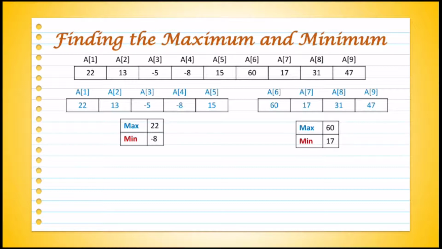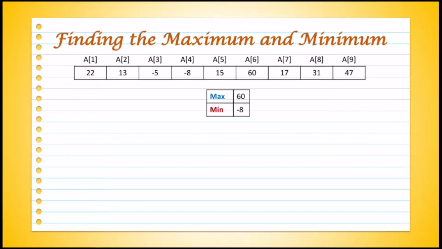So now finally, from the first solution and second solution, we will combine the solutions to get the final solution. From 22 and 60, 60 is the maximum value, and similarly between -8 and 17, -8 is the minimum value. So we will combine both solutions to get the final solution. Now we have got the main solution, that is, the maximum value is 60 and the minimum value is -8.